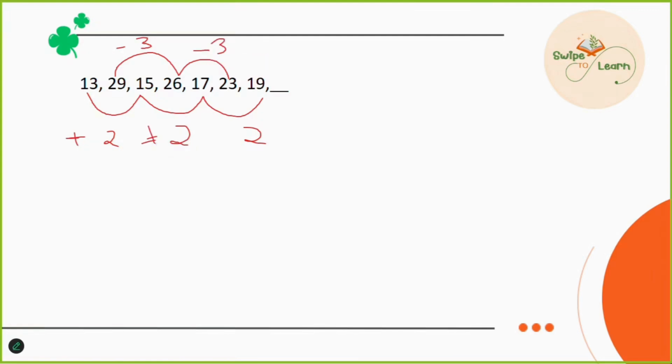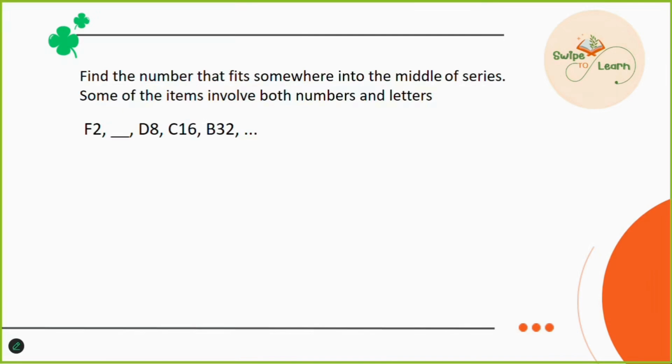So now what would be the next term? The next term is in the series of which one? Plus 2 or minus 3? It is a difference of minus 3. So 23 minus 3, which is 20, is the answer for the missing term. So the missing term is 20 here. So we have to analyze whether there are multiple patterns or a single pattern in the given question. So next question coming up.